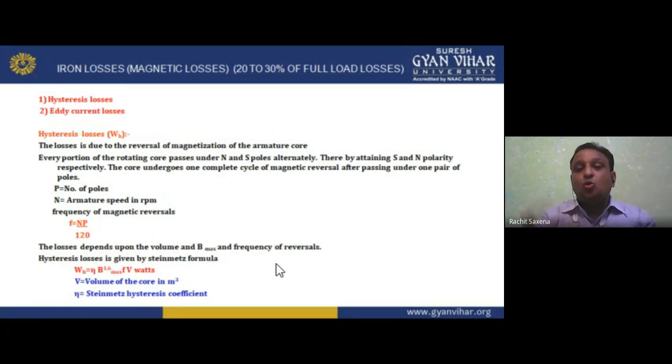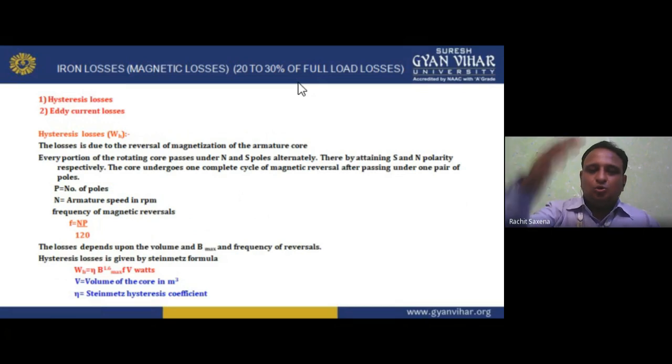We call them core losses, and they occur in the magnetic path, the magnetic part of the machine, so we can also call it magnetic losses. Now it is 20 to 30%. 30 to 40% is your armature copper loss. 20 to 30% is your shunt field copper loss. Now the remaining, the other loss, is 20 to 30% of the full load losses.